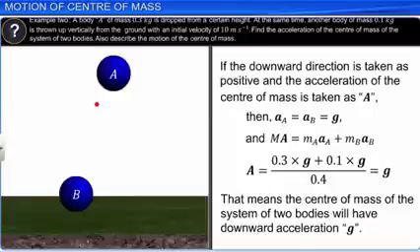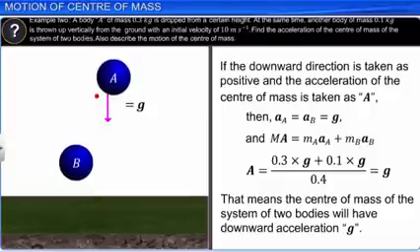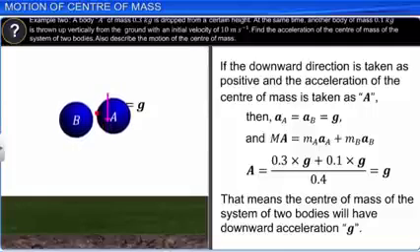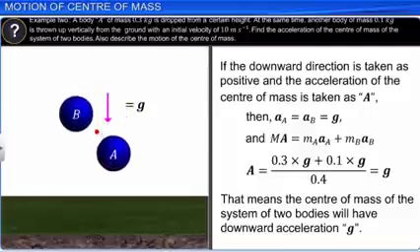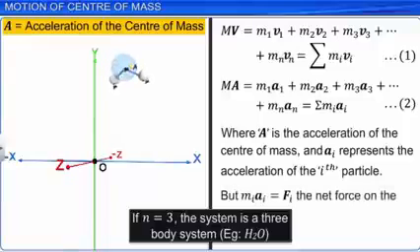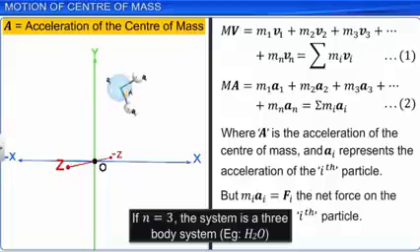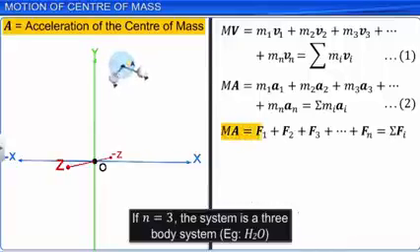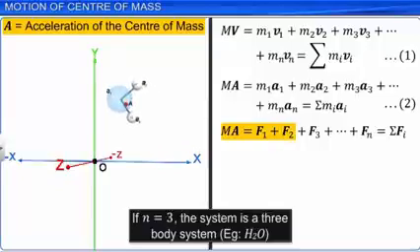Since the center of mass has initial velocity in the upward direction and acceleration in the downward direction, it initially moves up with decreasing velocity, reaches a maximum height and then starts moving down. But miai is equal to Fi, the net force acting on the ith particle. Ma is equal to F1 plus F2 plus F3 and so on, plus Fn, which is equal to sigma Fi.